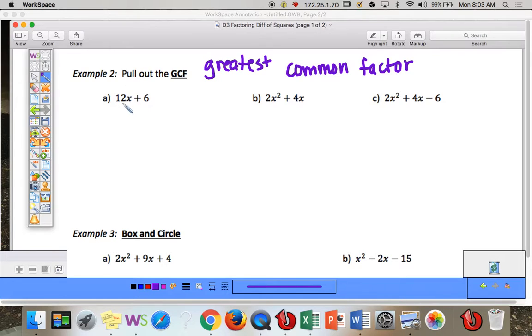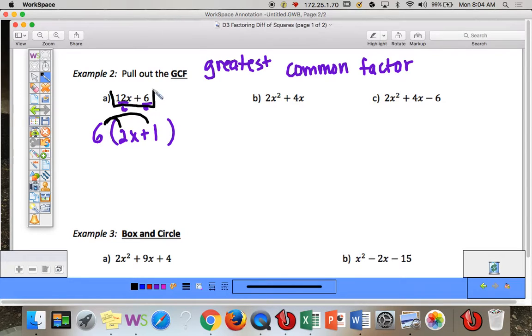each. So if we have 12x and 6, the biggest thing I can divide 12 and 6 by is 6. So I'm going to pull that out. We're going to divide each of the terms by 6 to see what's left over. 12x divided by 6 is 2x. 6 divided by 6 is 1. You can check your answer by distributing, and you should get what you started out with. 6 times 2x is 12x. 6 times 1 is 6.